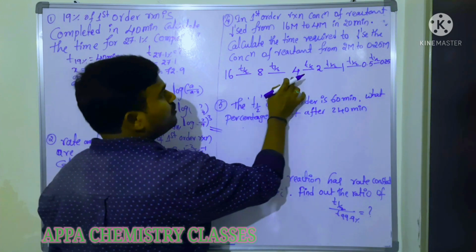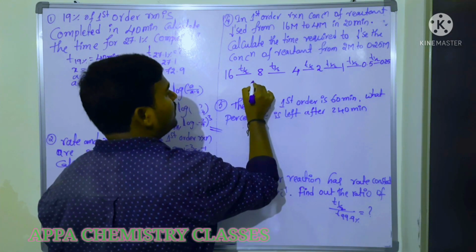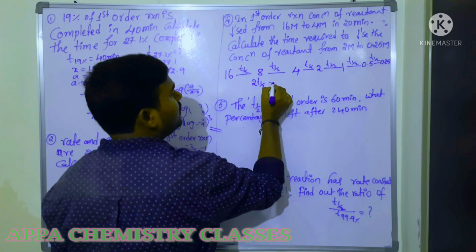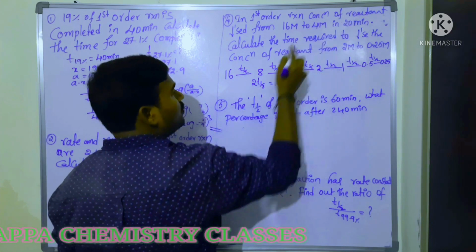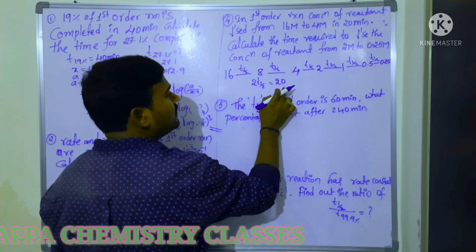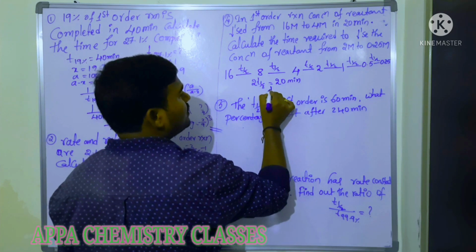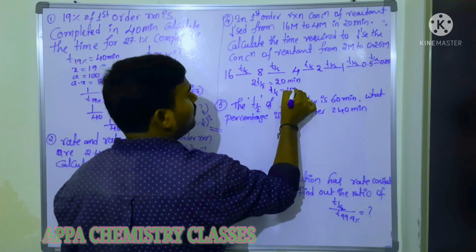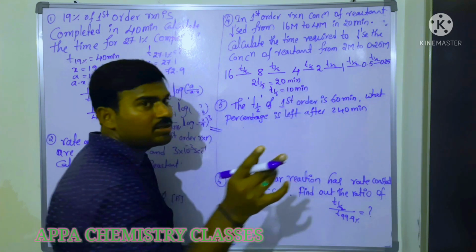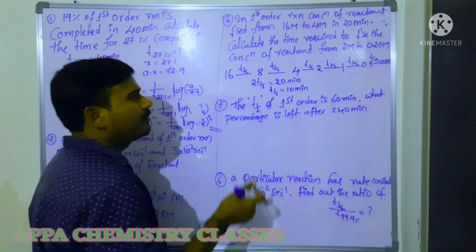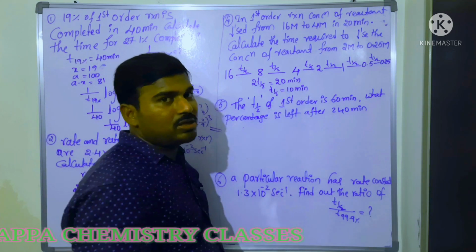Now here, 16 to 4 molar. How many half-lives is it? 2 t halves. How much time is taken? 20 minutes. So 2 t halves is equal to 20 minutes. Then 1 t half is equal to what? 1 t half is equal to 10 minutes. Is that clear? Very, very important, easy method. So 1 t half is equal to 10 minutes.